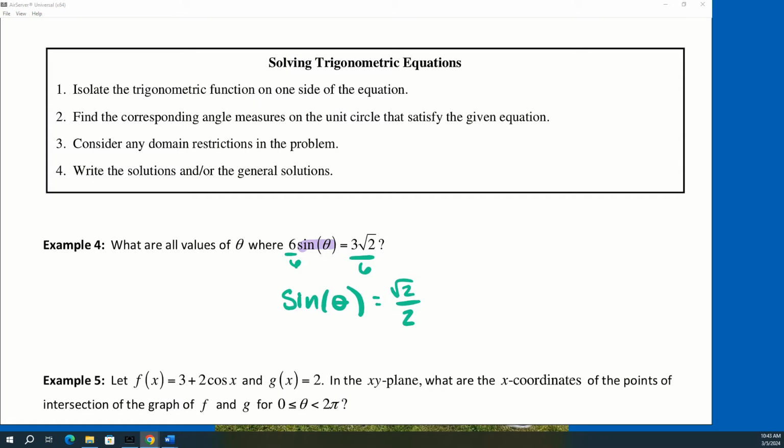All right, so we're going to go to our unit circle, and we're going to find the angles where the y-coordinate is square root of 2 over 2. So it's going to be pi over 4 plus 2 pi k and 3 pi over 4 plus 2 pi k. All right, so what questions do you guys have so far? Good.